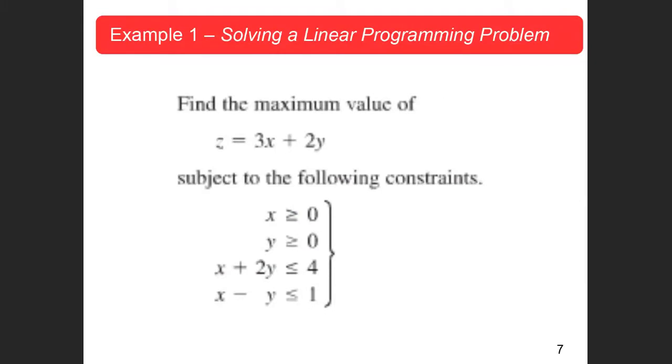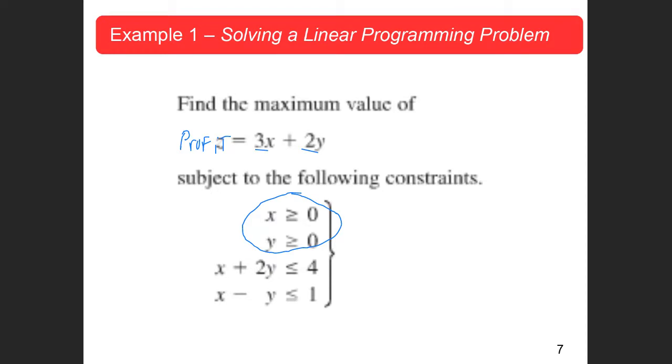Here it says find the maximum value of z. Most of these are business problems, so usually this is called the profit function. Let's say the profit is equal to 3x plus 2y, subject to the following constraints. x is greater than or equal to 0, y is greater than or equal to 0. These 2 constraints are always used when we're dealing with linear programming problems, because they make sure that our answer is always in the first quadrant, which makes it positive. And then x plus 2y is less than 4, and x minus y is less than 1.